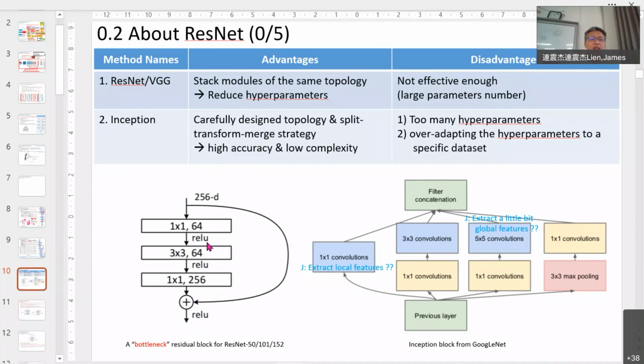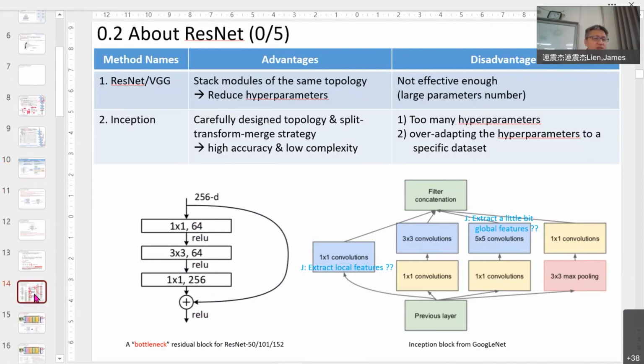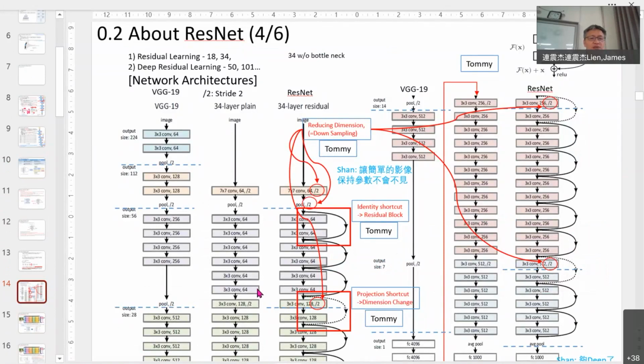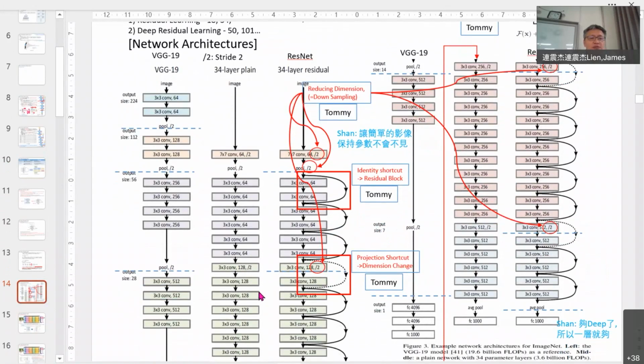Okay, but in ResNet, here are two issues. One is shortcut, or called identity. Why we want identity, or why we want shortcut? The reason is here. In page 14, I go to page 14 first. Page 14, why we need a shortcut? It's because, see, VGG this one, and VGG 19 this one. So total 19 up to here.